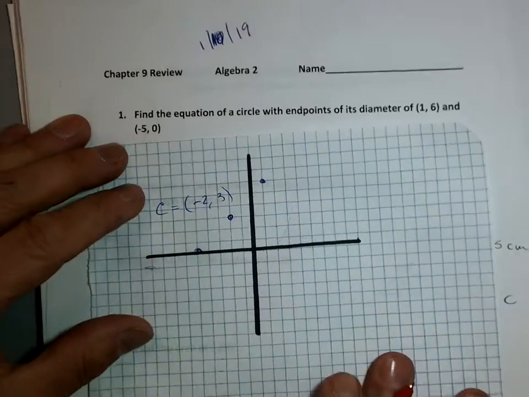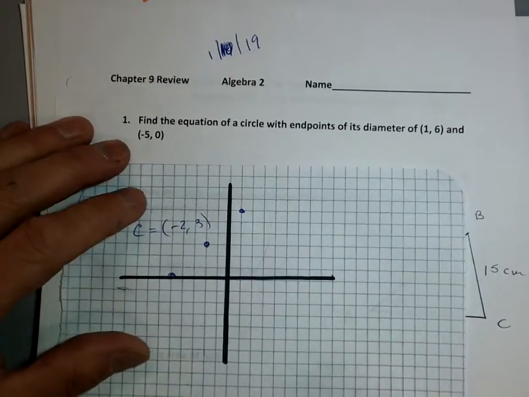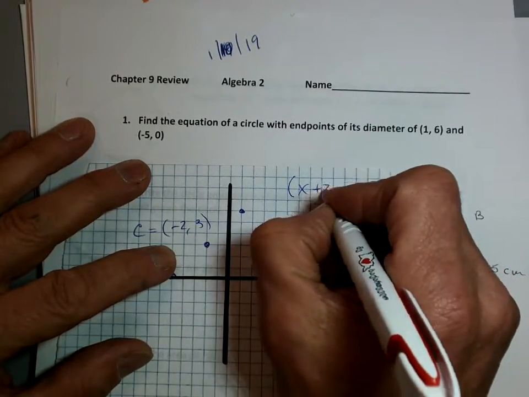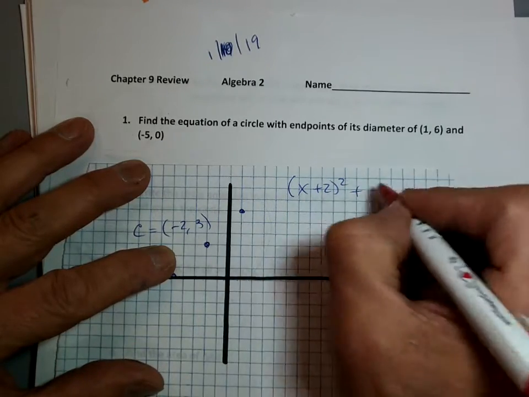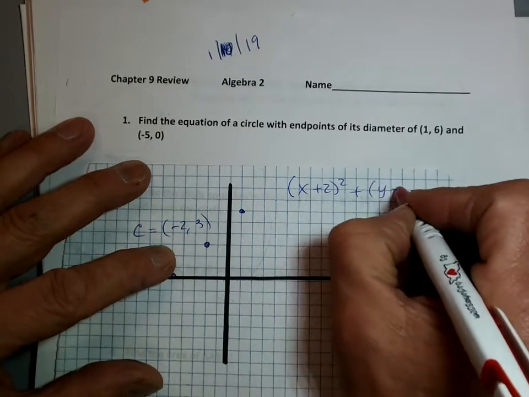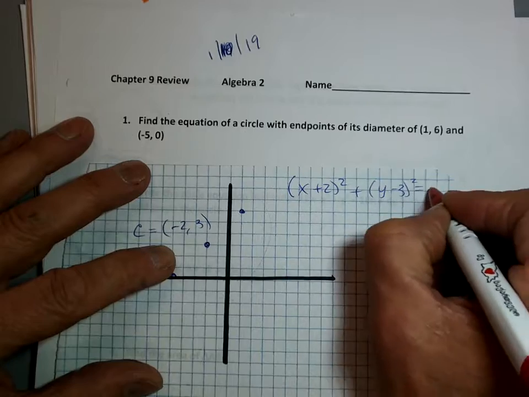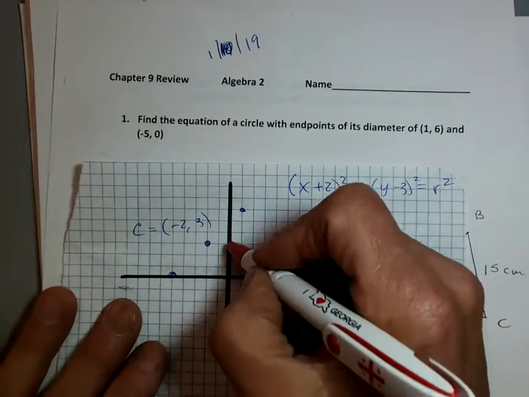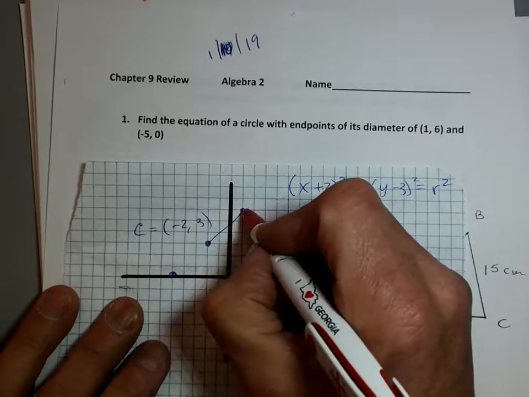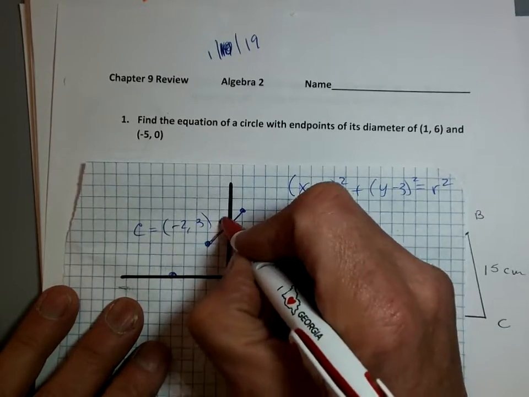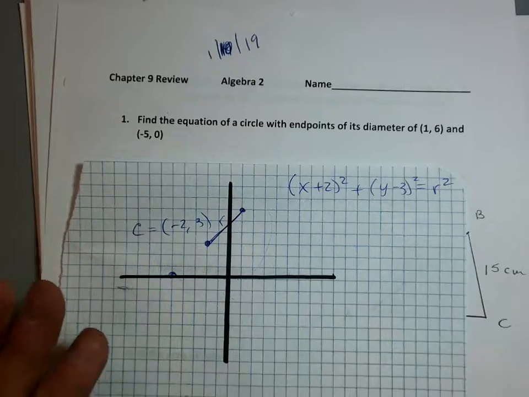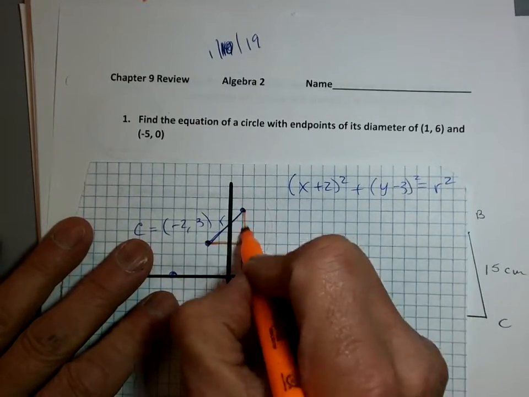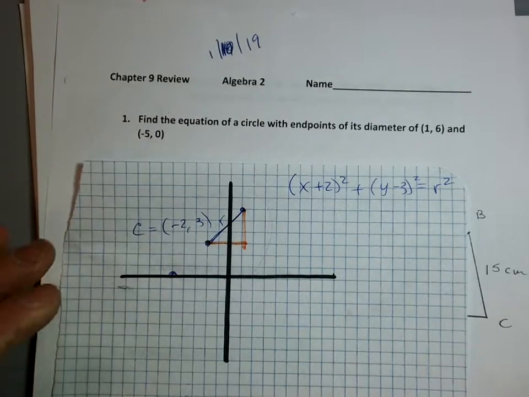So part of the equation, I know this. Part of my equation is going to be parentheses, x plus 2 squared plus y minus 3 squared equals the radius squared. Now to get the radius squared, I'm just going to use my picture. Here's my radius right there. So if I make a right triangle out of this, I can get the radius by using Pythagorean theorem. A little right triangle there.